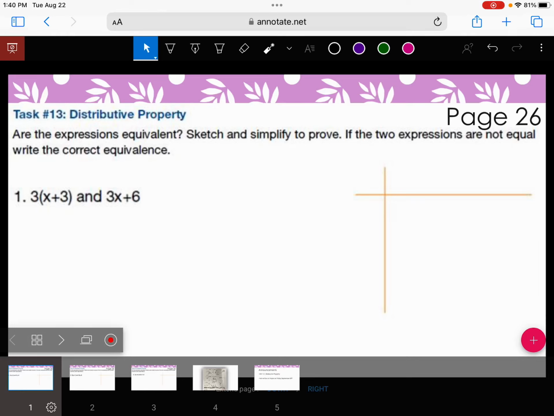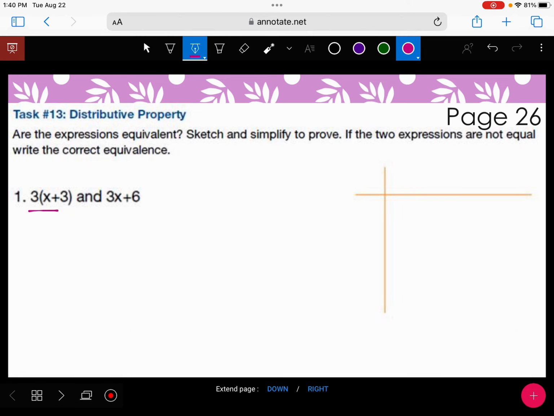Okay, so what we're going to do is smush together a couple of things. We are going to look and see if these two pieces are equivalent, and we're going to do that by using things like distribution or factoring. So what do we think? Look at number 1. Are they equivalent?